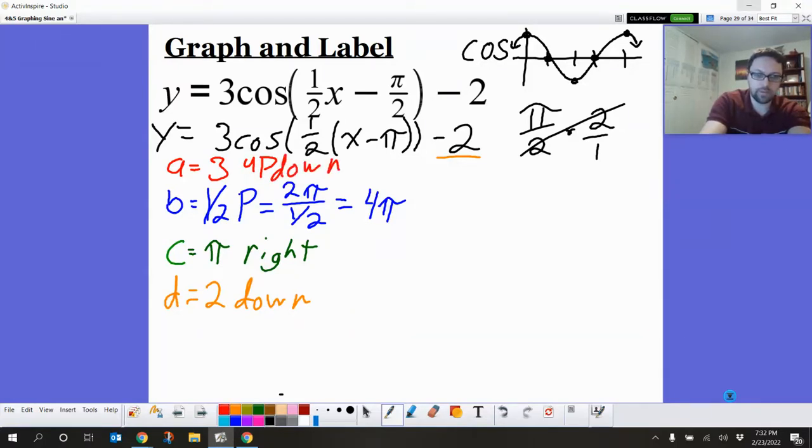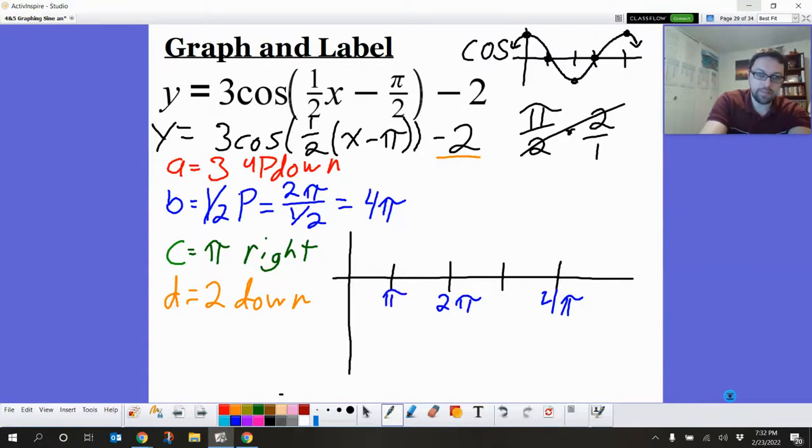We're going to be shifting to the right, and we're going to need to go down. So I'll kind of do something like that. That might be good. Hopefully you have a little bit more room on your paper. 1, 2, 3, 4. And then we write our period, 4 pi. Okay, halfway point is 2 pi.